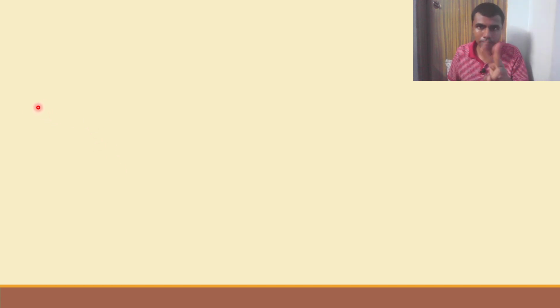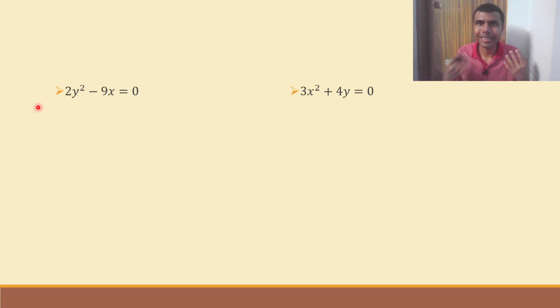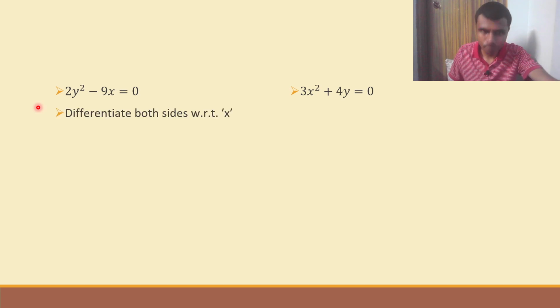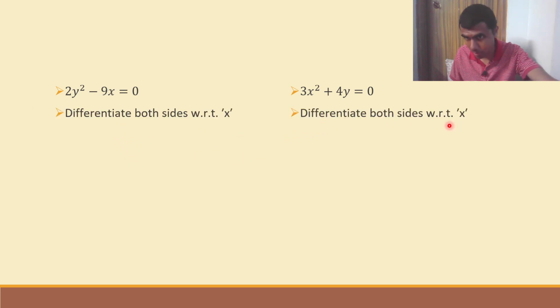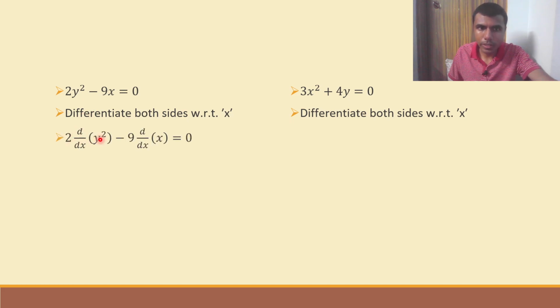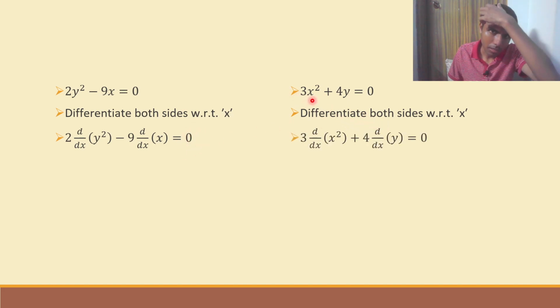There are two curves, so write down the two curves. Differentiate both of them, because I want dy by dx, right? You get dy by dx when you differentiate. So differentiate both sides with respect to x. So 2 into derivative of y square minus 9 into derivative of x equal to 0, because derivative of 0 is 0. Again, 3 into derivative of x square plus 4 into derivative of y equal to 0. Derivative of 0 is 0. So again here also I just wrote.